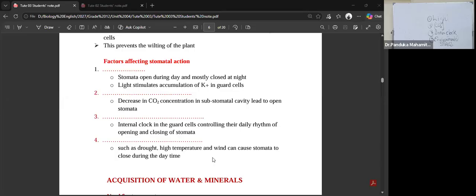Number two, the second factor is the carbon dioxide concentration. A decrease in the carbon dioxide concentration in the substomatal cavity, that means surrounding the mesophyll cells, leads to opening of the stomata. So when the carbon dioxide concentration is reduced in the mesophyll environment, the stomata open and take more carbon dioxide into the cells. Number three is internal clock in guard cells.